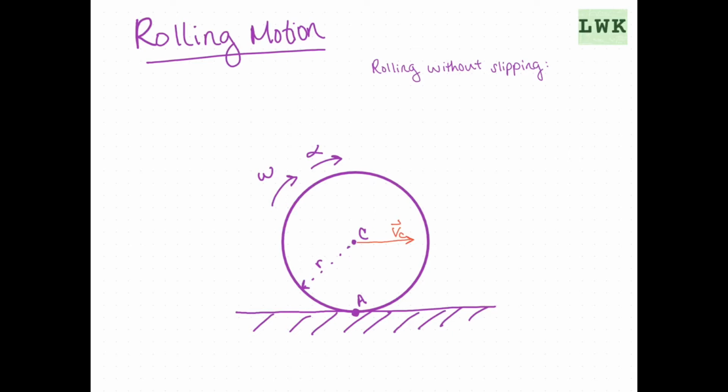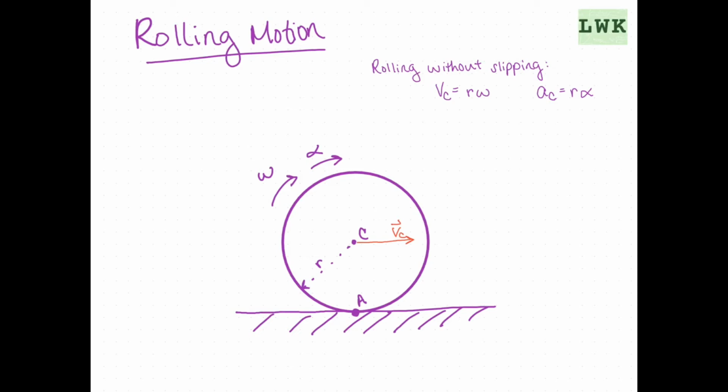And when you are rolling without slipping, these equations apply. So our velocity at our point C will equal our radius r times omega, and our acceleration of point C will equal our radius r times our angular acceleration alpha.